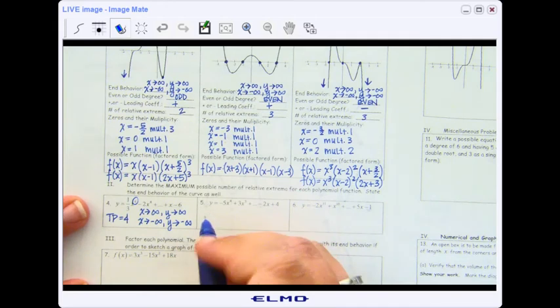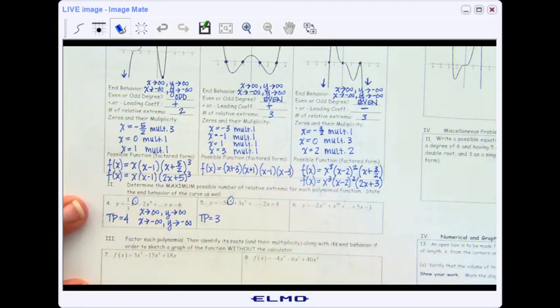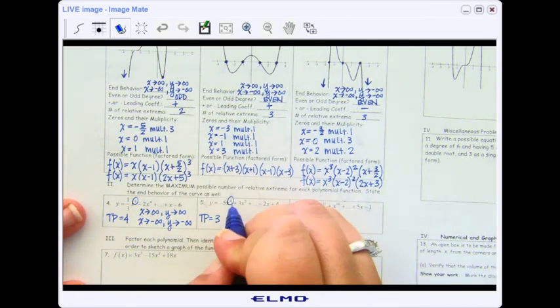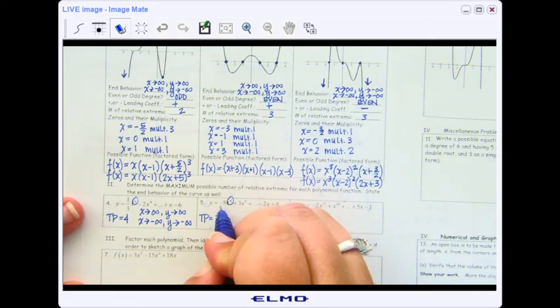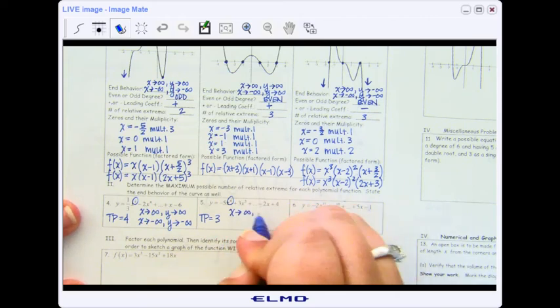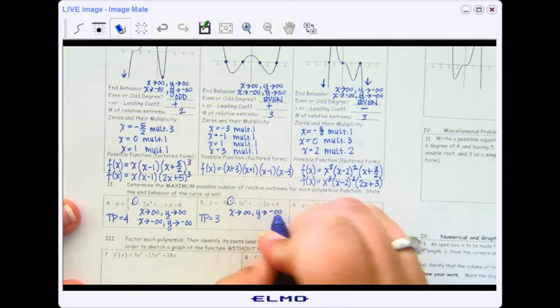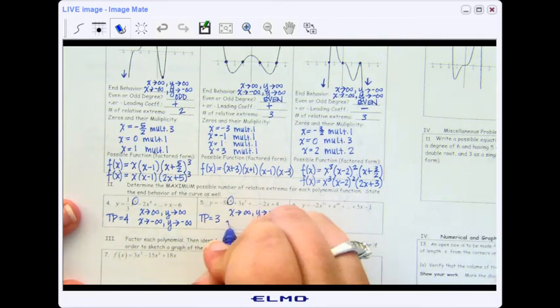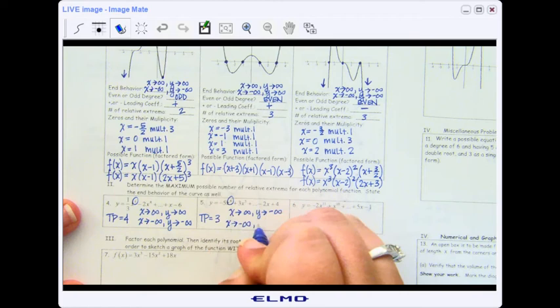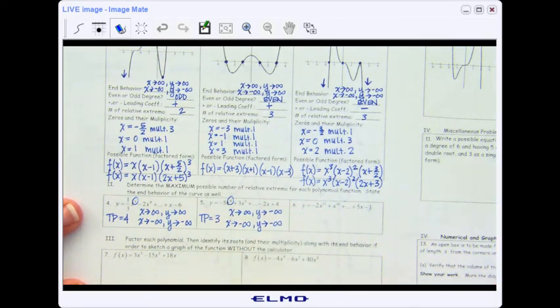And number 5, my maximum number of turning points is going to be 3, one less than my highest degree. I'm an even degree polynomial, but my leading coefficient is negative. So as x approaches positive infinity on the right-hand side, because it's a negative leading coefficient, I'm going to go down. And because it's an even degree polynomial, my left-hand side has to go in the same direction as my right-hand side.